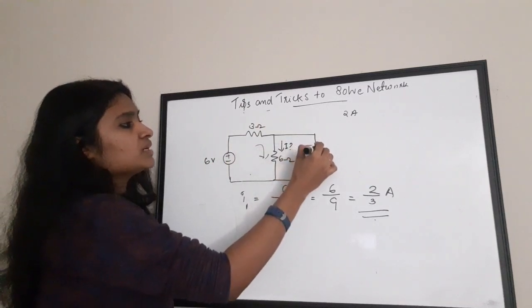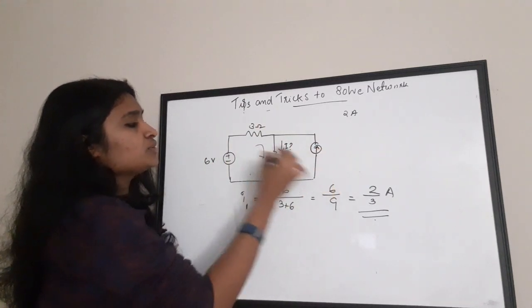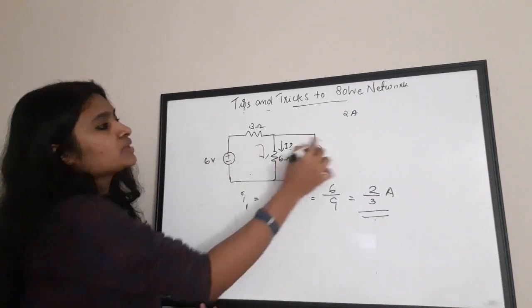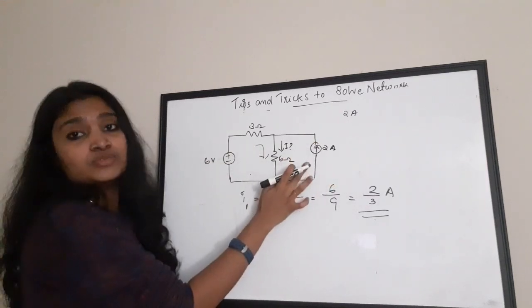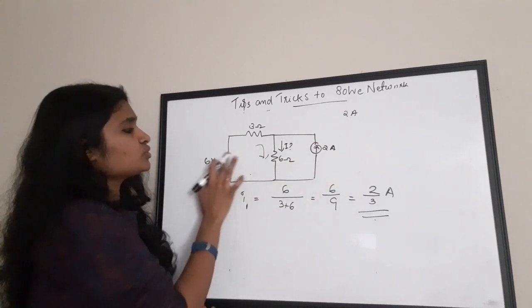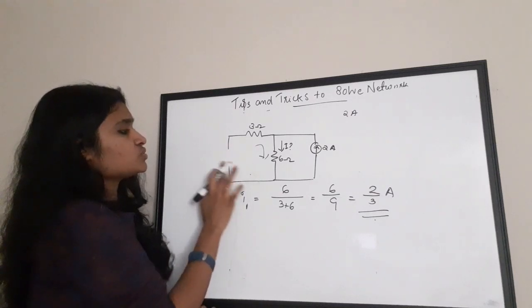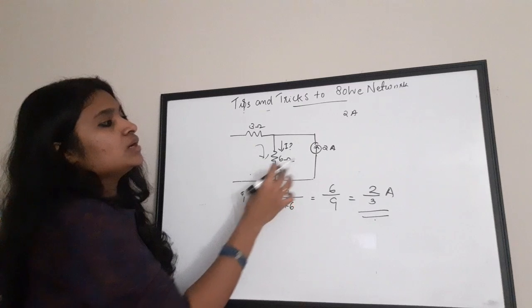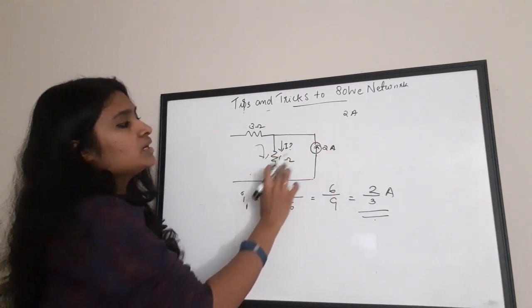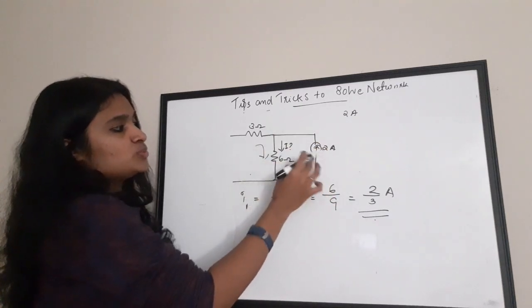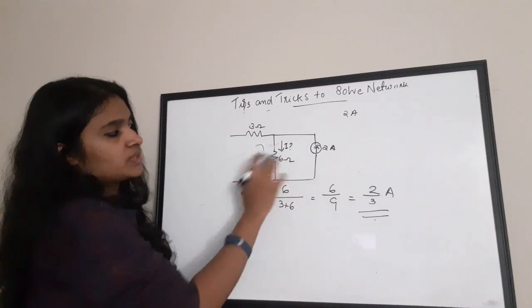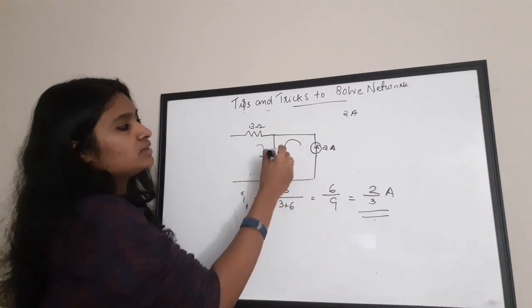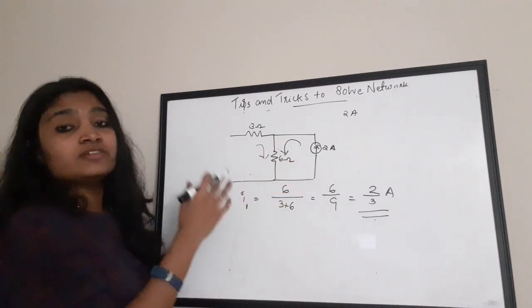Now we will keep the current source as it is and we will remove this voltage source. So this current source has a value of 2 ampere and we are going to remove this 6 volt voltage source, keeping this terminal as open. Okay, now there is a current source here. There is a current contributed by this current source. Okay, and we need to find this current value.